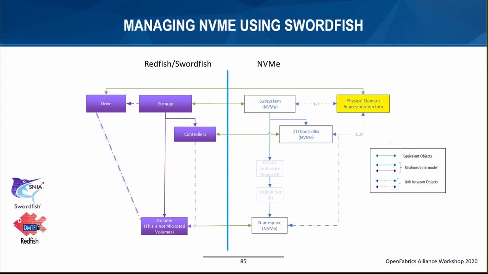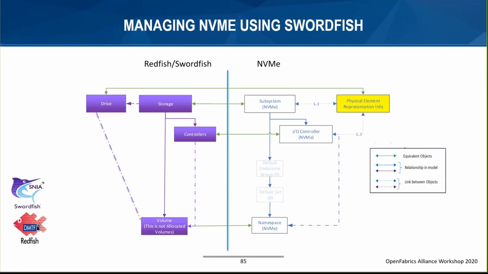As we can see, this is a simple NVMe drive, which consists of 1 I/O controller and 1 namespace, and it does not have any endurance group or sets in this model. So it's a simple configuration. We see that namespaces are mapped to the volumes in Swordfish, I/O controllers are mapped to controllers, and subsystems are mapped to systems. We can also see there is a link between the drive in Swordfish and the volumes, showing that the volume is carved out of that drive.